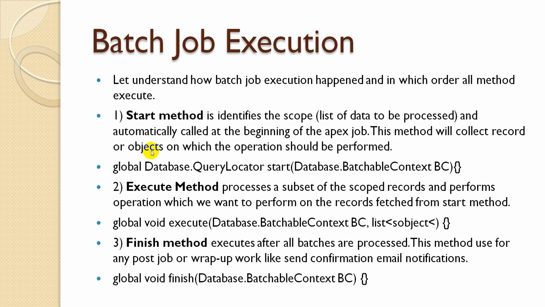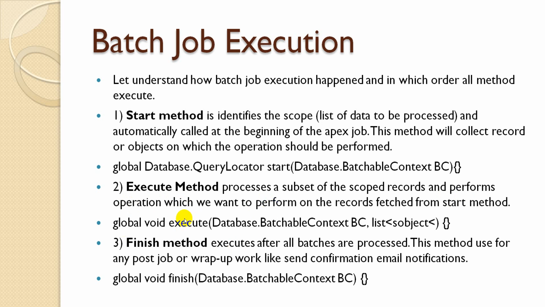Then this is global Database.QueryLocator start. This is our syntax for that. Global class and Database.QueryLocator start, Database.BatchableContext and BC. Then we come to the next, the execute method. The execute method processes a subset of the scope records and performs the operation which we want to perform on the records fetched from the start method.